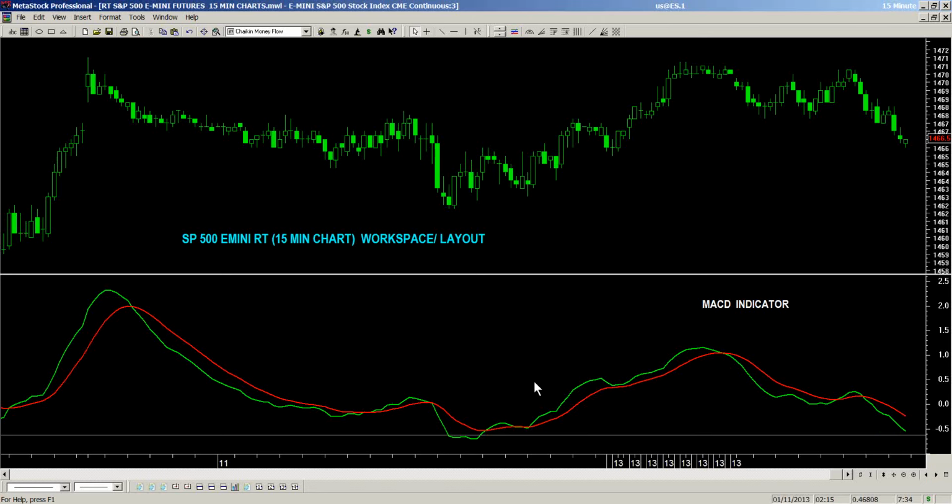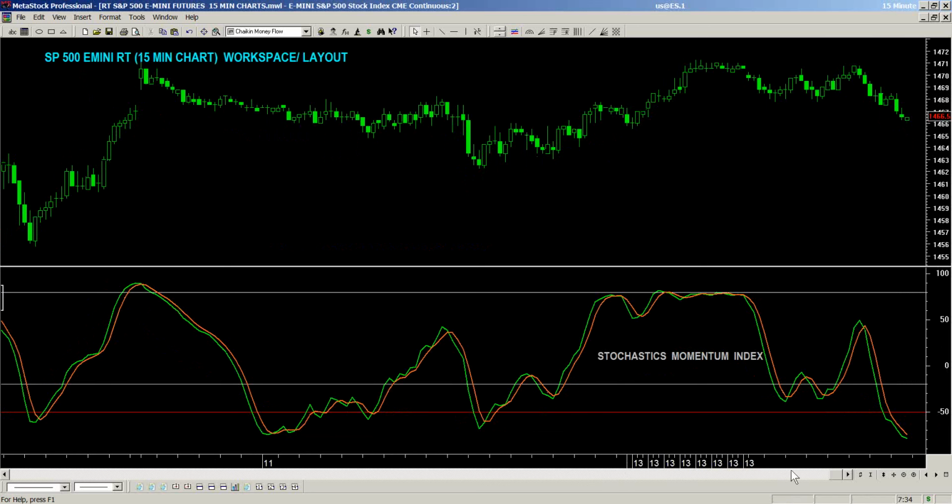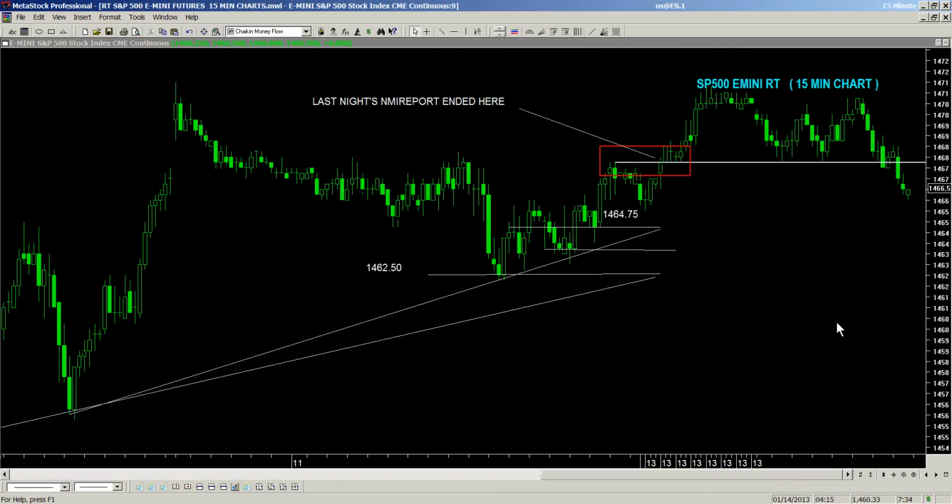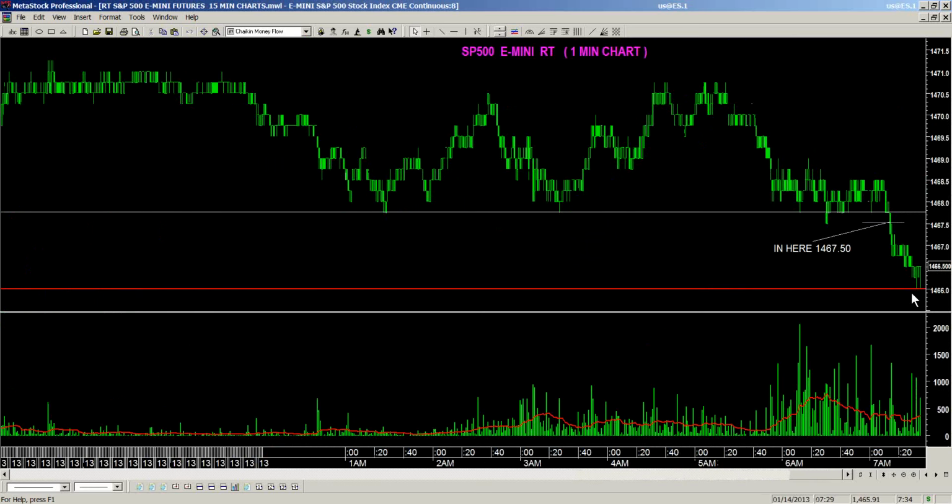The time is 7:34 Eastern Standard. Mark to the market is 1466.50 as we speak. Stochastics bottoming out, little room to go here. Money flow. On the Chaikin side, low is hitting the 1466 area.